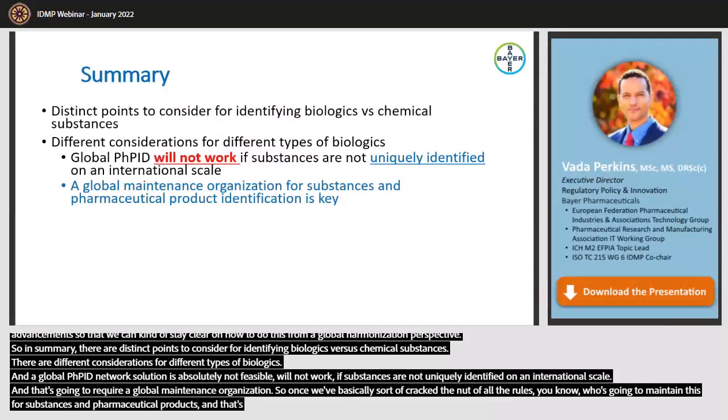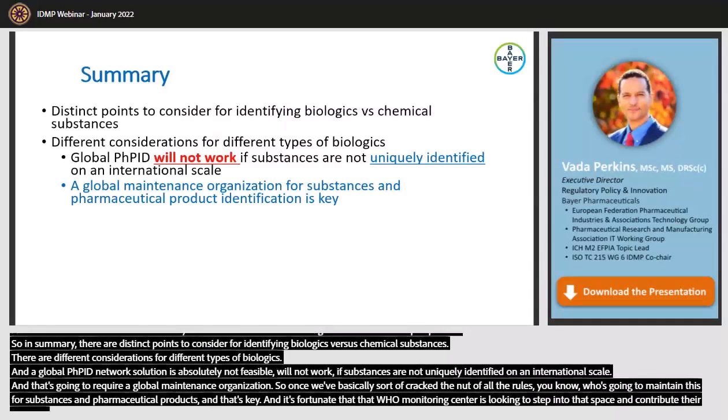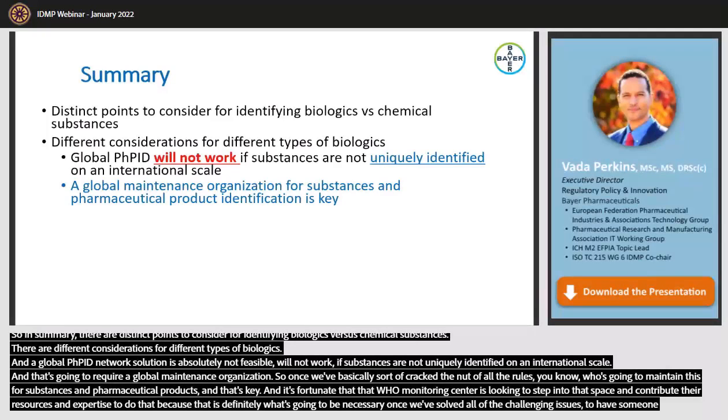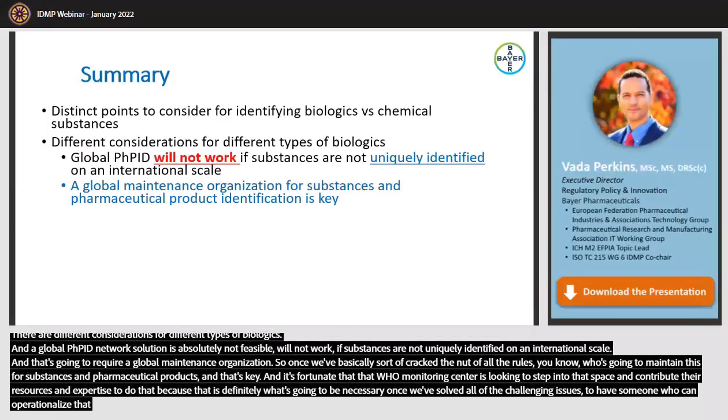And it's fortunate that WHO Uppsala Monitoring Center is looking to step into that space and contribute their resources and expertise to do that, because that is definitely what's going to be necessary once we've solved all of the challenging issues, to have someone who can operationalize that and maintain that globally over time.